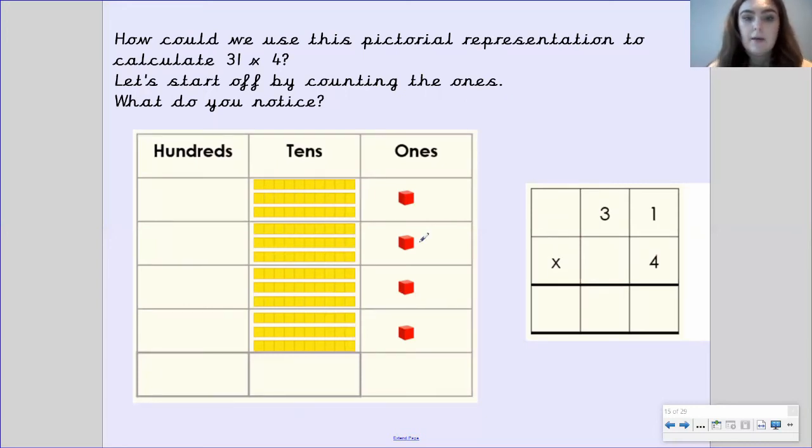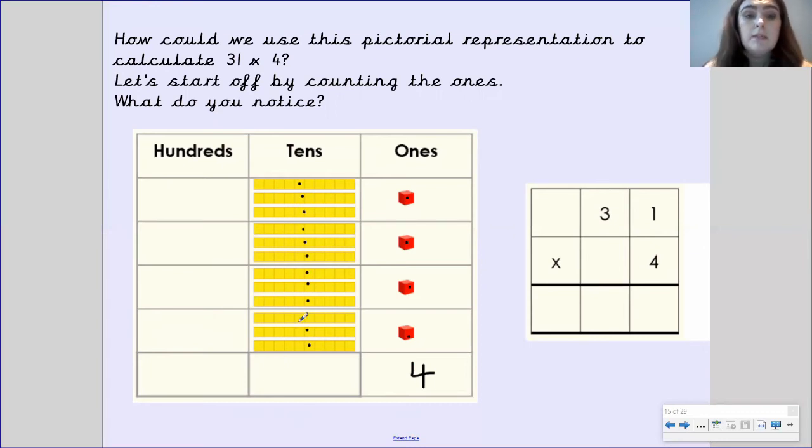Okay, let's count up the ones first. We've got 1, 2, 3, 4. We have got 4 ones. We don't need to do any exchanging because it is under 10. Now let's count up the tens together. So we've got 1, 2, 3, 4, 5, 6, 7, 8, 9, 10, 11, 12. We've got 12 tens. Now we can't have 12 tens or 120 because that's too much.